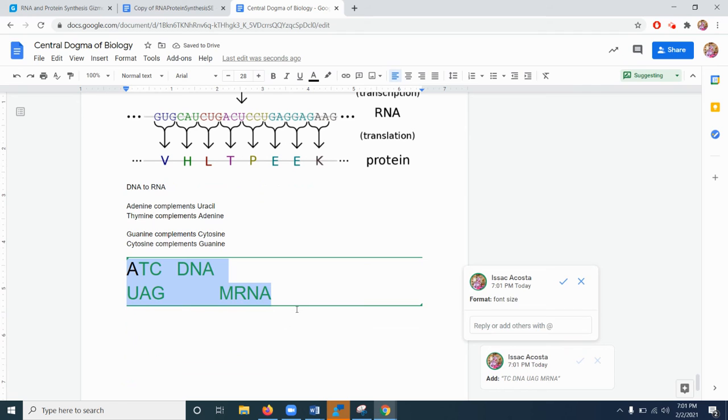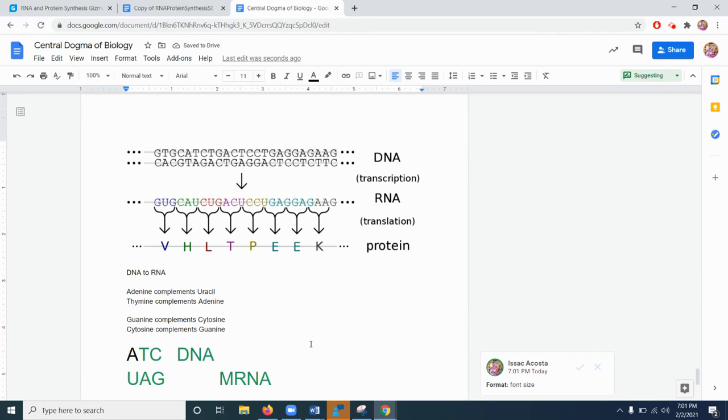Let me make it bigger. Okay, so I want you to pay attention. For CAC, the copy of the information would be GUG. That is the complement to that DNA information. So that's what you have to understand.